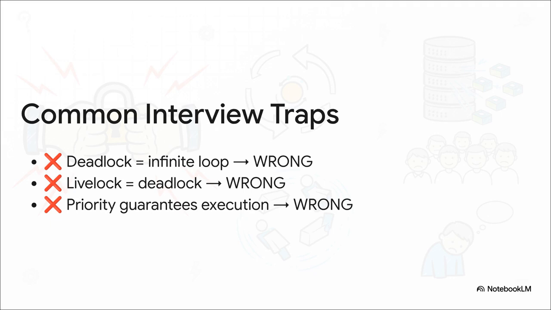A deadlock is not an infinite loop. The threads are blocked, they're not looping. A livelock is not a deadlock. The threads are active and spinning, not blocked. And remember, thread priority is just a polite suggestion to the operating system scheduler, not a guarantee of execution order. Nailing these distinctions really shows you know your stuff.